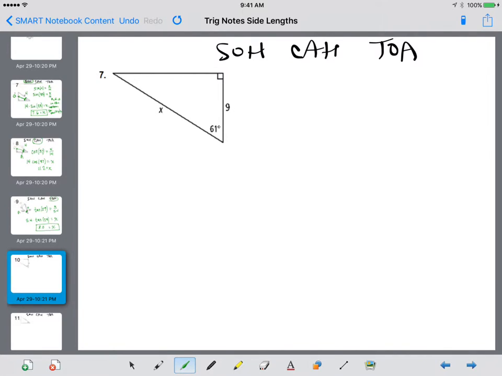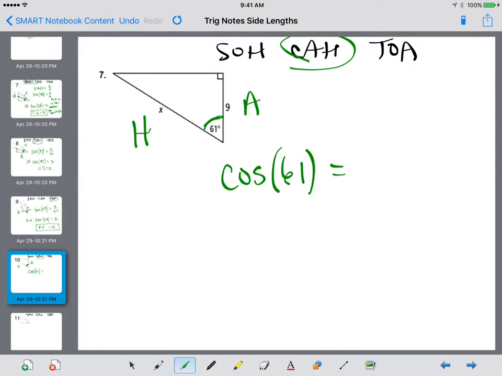Okay, let's use this one. We have to determine which sides we have. We have the hypotenuse and we have the adjacent side because this is my angle. So hypotenuse and adjacent means I'm using cosine. So we've got the cosine of 61 equals adjacent 9 over x. Notice where the number is now.